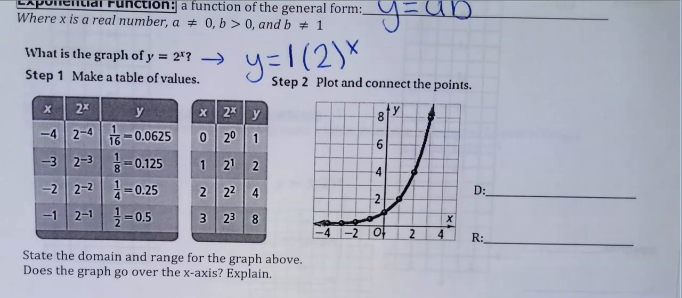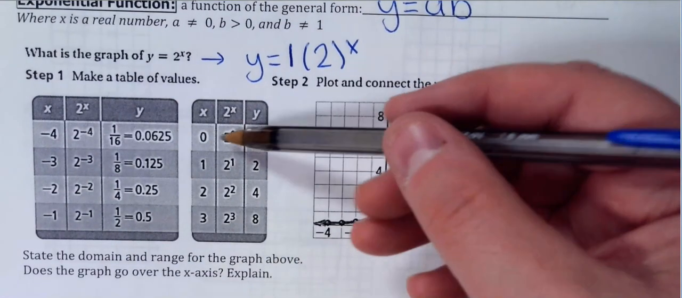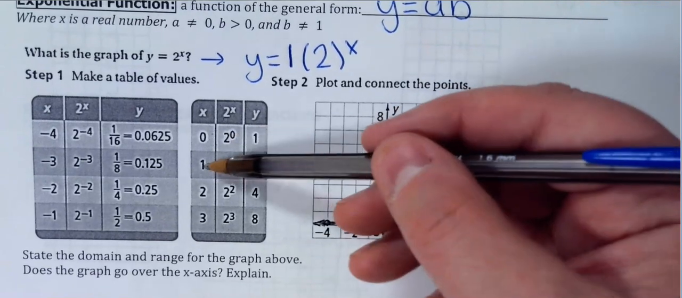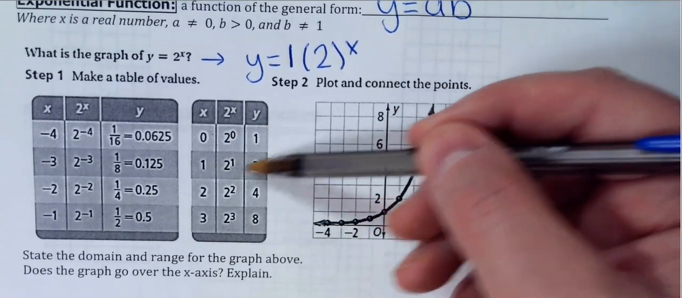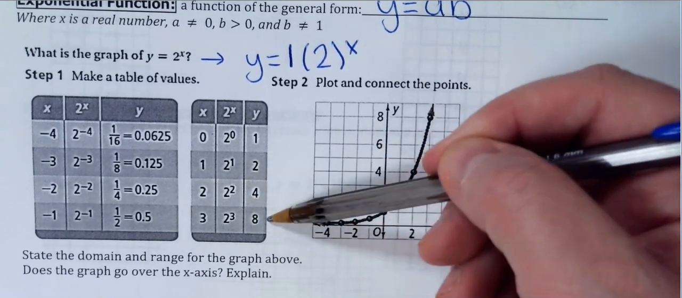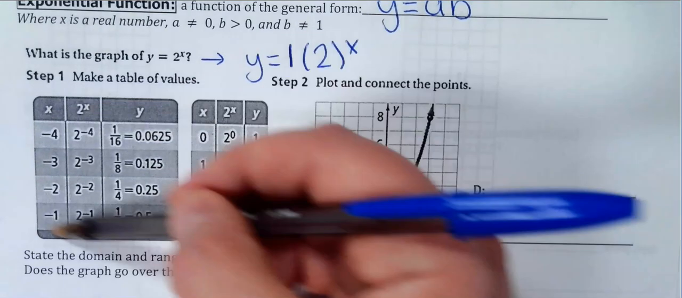The major point I want to make to you here: if you put in 0, anything to the 0 power is 1. So 0, 1. If I plug in 2 to the first, that is 2. If I plug in 2, 2 squared is 4. These numbers are nice, decent numbers. On this side, this is where it gets kind of tricky for people.